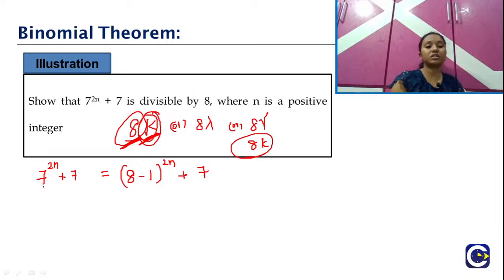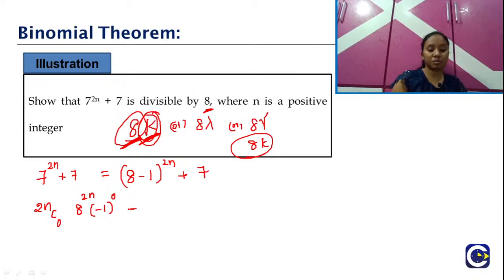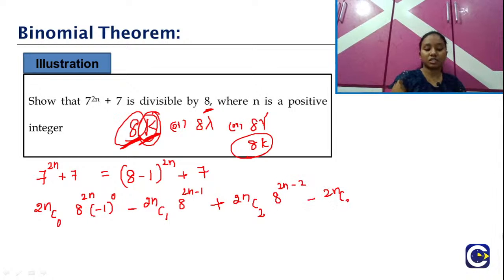So first thing, we have rewritten 7 in terms of 8, as we have to make it divisible by 8. So now do the expansion here. This can be written as 2n c naught 8 power 2n, minus 1 power 0, and then it will be minus here because it's a minus, 2n c1 8 power 2n minus 1. 1 power anything will be 1, so let's leave it. Plus 2n c2 8 power 2n minus 2, minus 2n c3 8 power 2n minus 3. There is no need for n, so let's go for the last term.